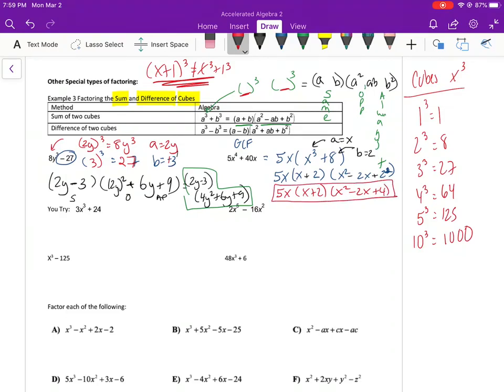Now you might be wondering about this trinomial in the end. For you guys, this trinomial will not be factorable. So you won't be trying to factor that last trinomial, the x squared minus 2x plus 4.